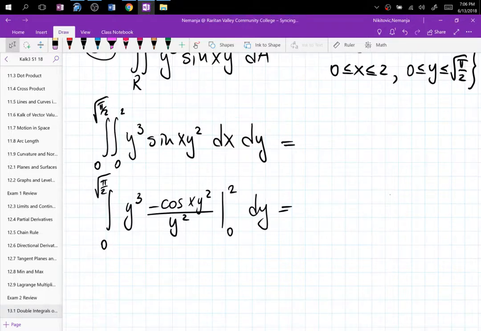So, if you remember that the integral of sine ax dx is negative cosine ax over a, right? If you know that shortcut formula and you don't have to do the u sub for it, then you see that this y squared is actually that constant a. So you have sine ax, except your a is y squared, and it will be negative cosine xy squared over y squared. So now we are going to compute this with 2 and 0.